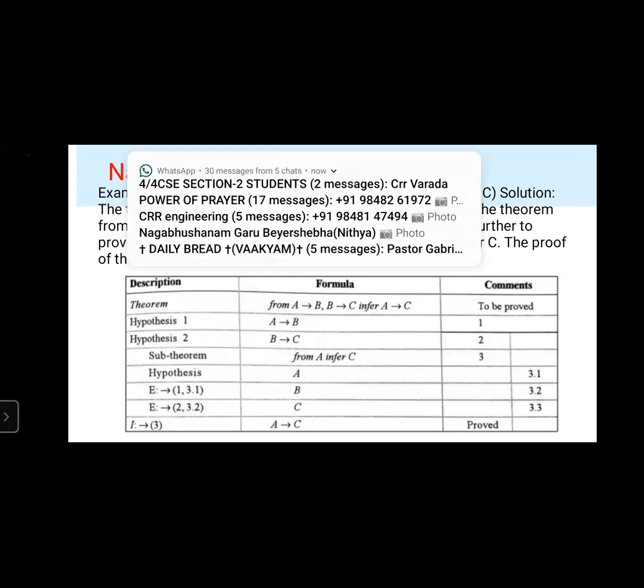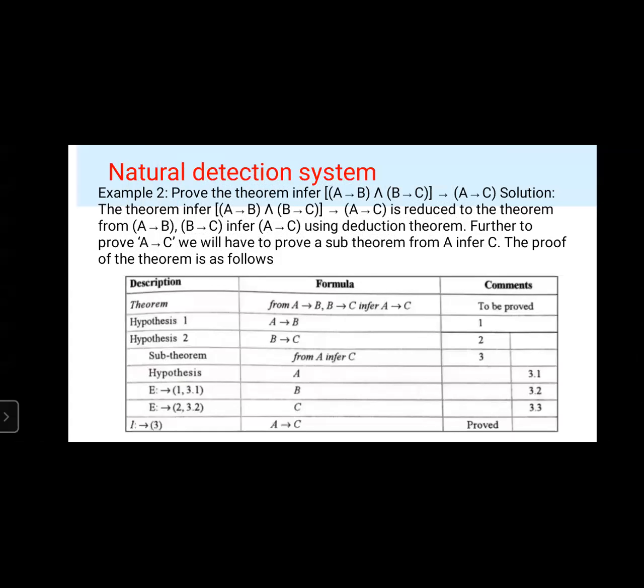This theorem is reduced to the theorem: from A tends to B, B tends to C, infer A tends to C, using the reduction theorem. So to prove that A tends to C, we will have to prove a sub-theorem: from A infer C. The proof of the theorem is like this.